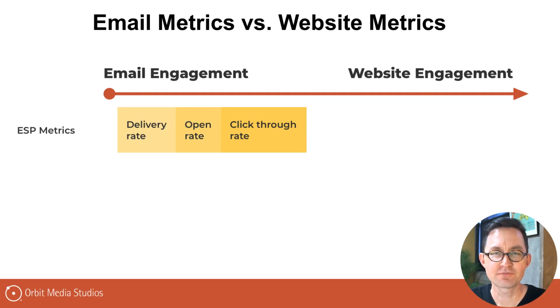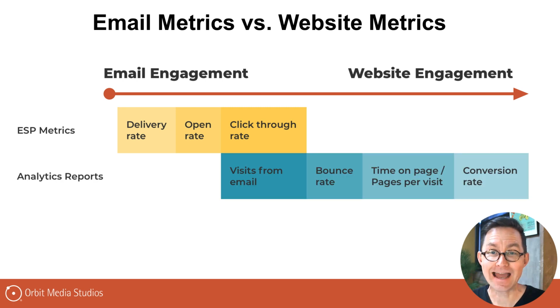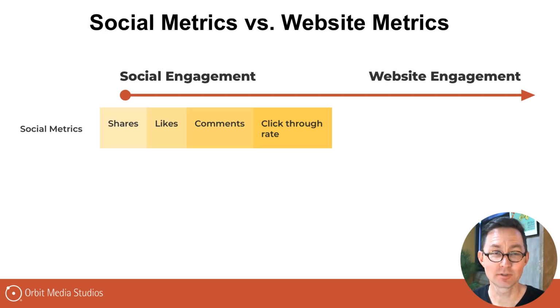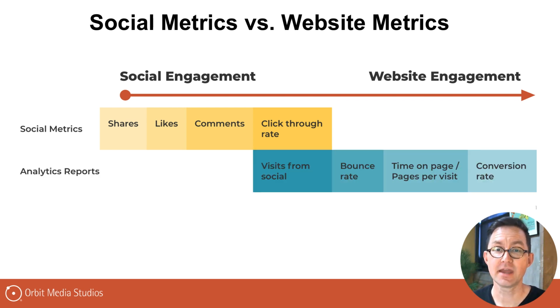Your email service provider gives you data such as the delivery rate, the open rate, and the click-through rate, but it does not tell you about how many visits you got from that email, or the bounce rate, or time on page, pages per visit, or the conversion rate from those emails. Those are all in your analytics. Similarly, in social media, you get all kinds of metrics like shares, likes, comments, even click-through rate, but you do not get the actual recorded traffic from social media, or the bounce rate, or time on page, or the conversion rate from any of that traffic at all. That data is in your analytics.